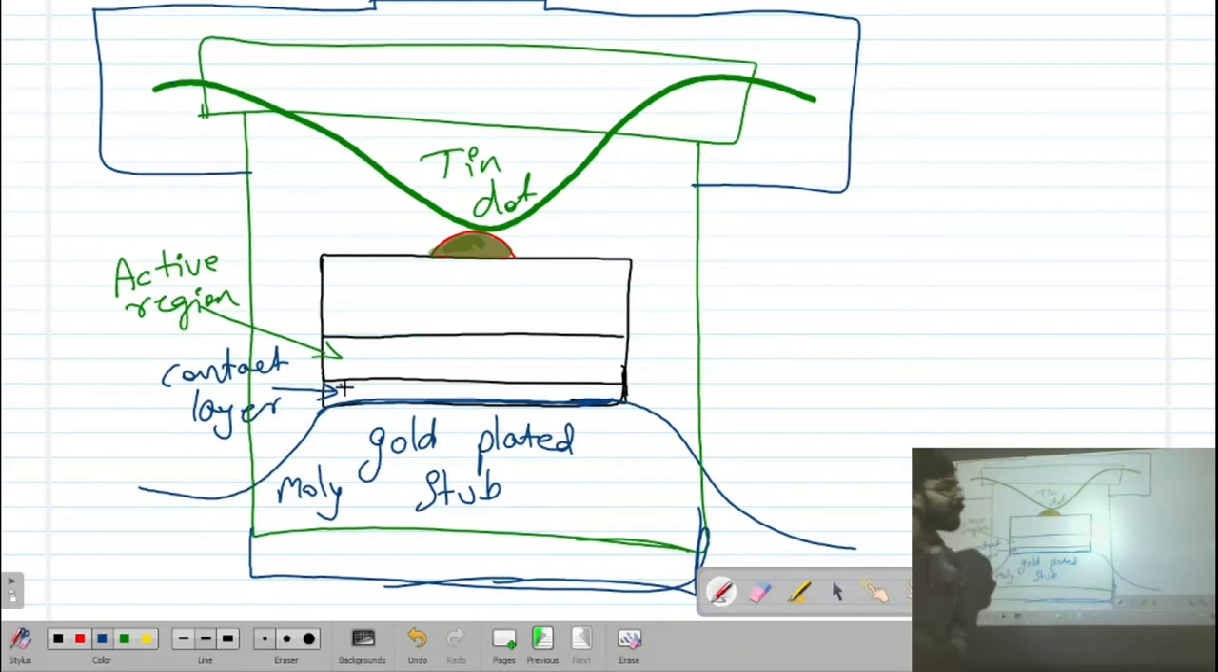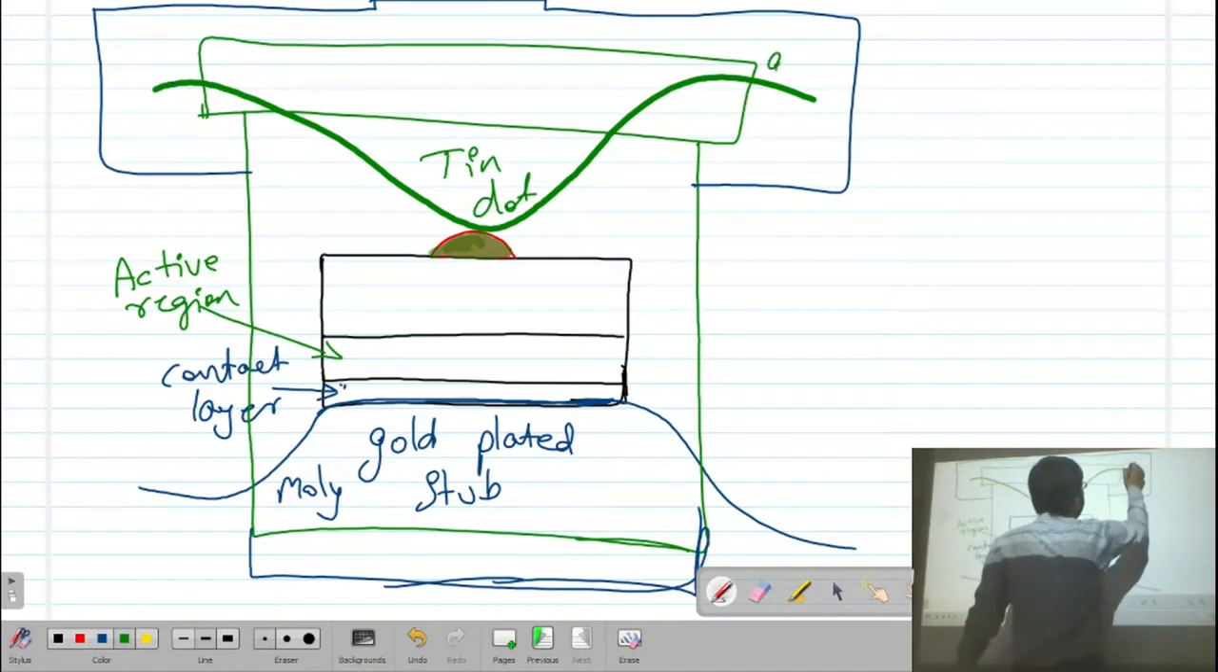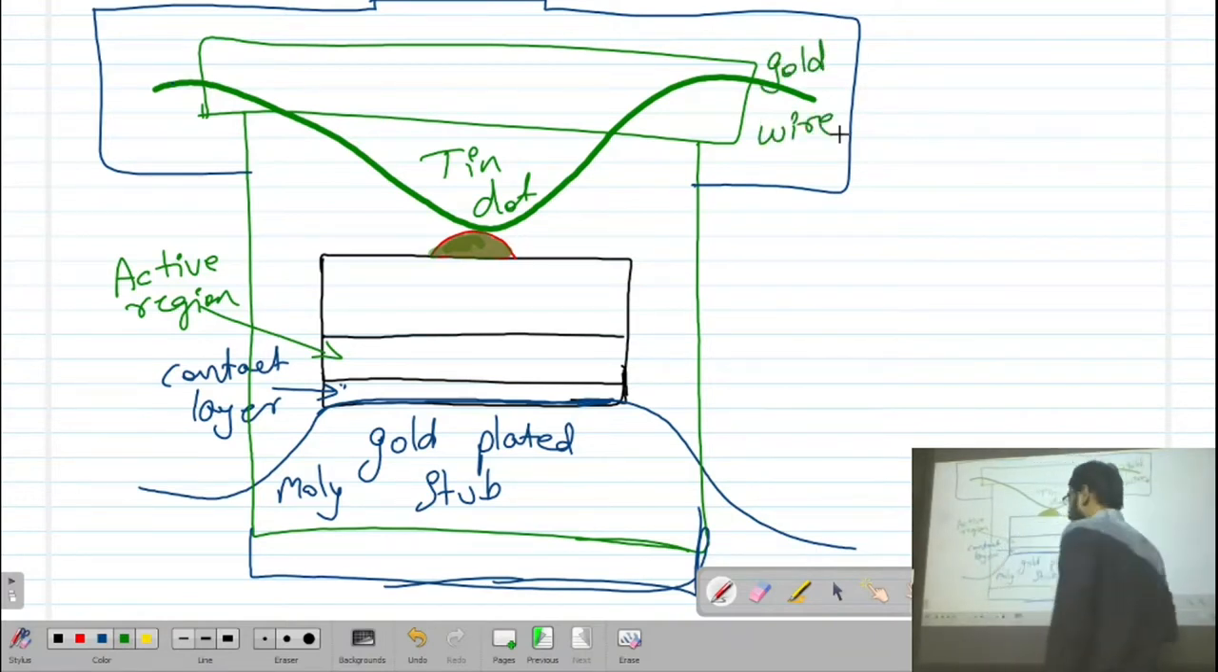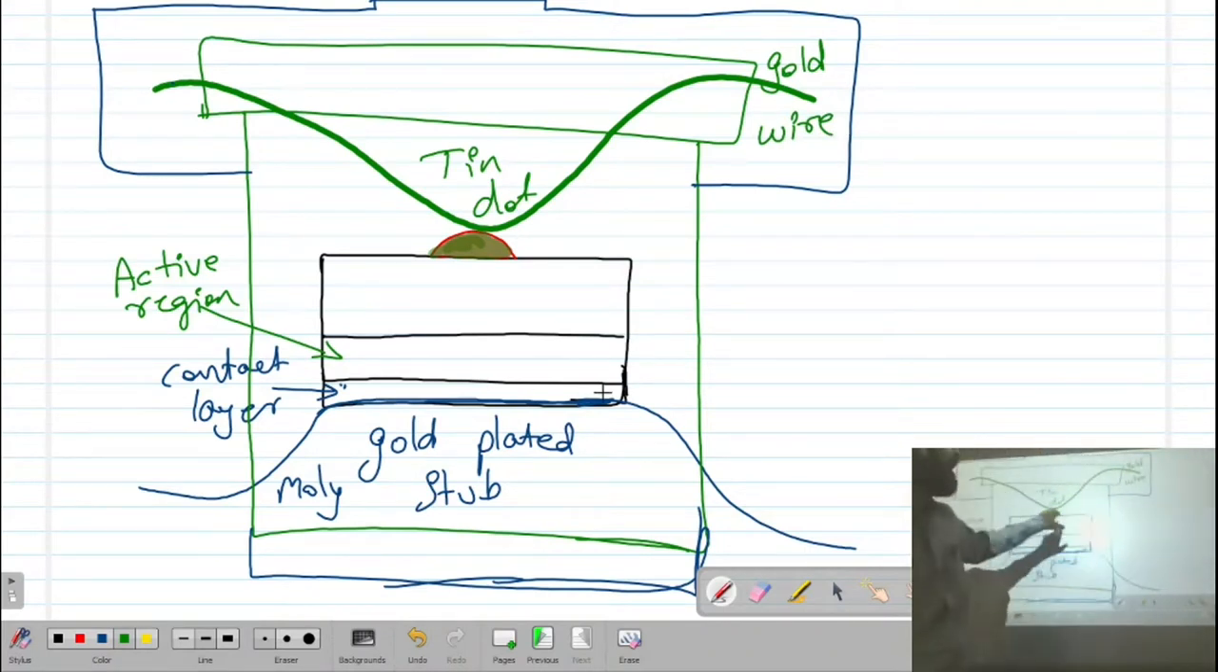This will be a gold wire with tin dot. It will also be a gold wire. This is also coated with gold plated molybdenum. It will also have a gold wire with tin dot. So this is the internal structure of a Gunn diode.